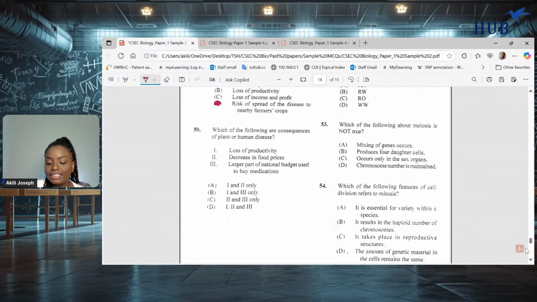Which of the following are consequences of plant or human disease? You have loss of productivity, decrease in food prices, or larger part of the national budget used to buy medications. So which of these options, 1, 2, and 3, is it 1 and 2 only, 1 and 3 only, 2 and 3 only, or 1, 2, and 3?